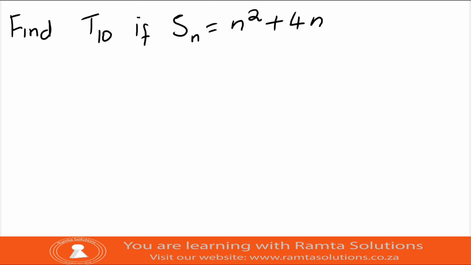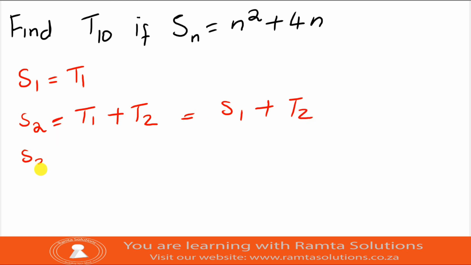So today's lesson we're looking at finding the 10th term if the sum of terms is n squared plus 4n. Before we get into this, let me remind you, when we talk of sum of terms, S1, or the sum of the first term, is t1. The sum of the first two terms is basically equal to t1 plus t2, and we have said t1 is S1, right?